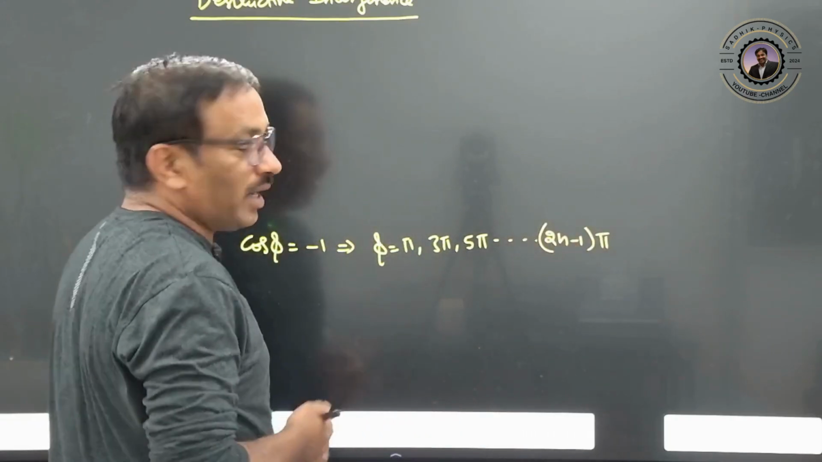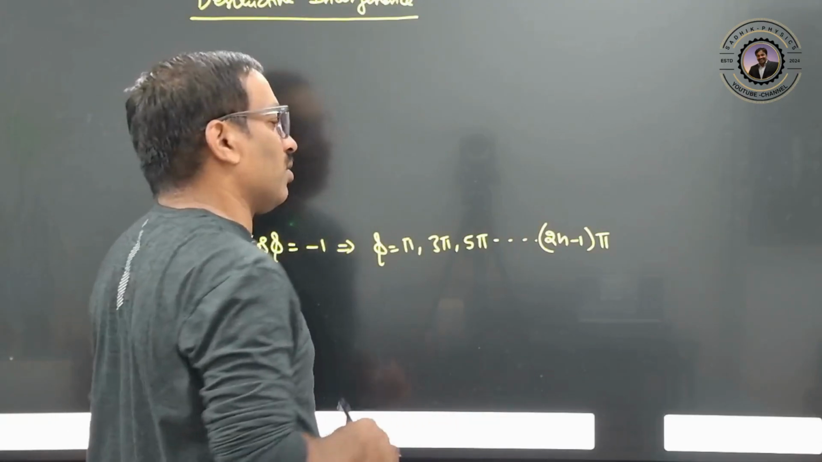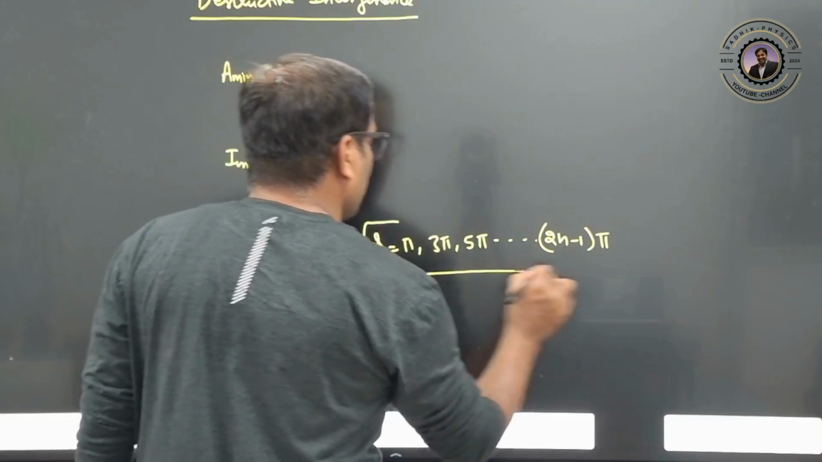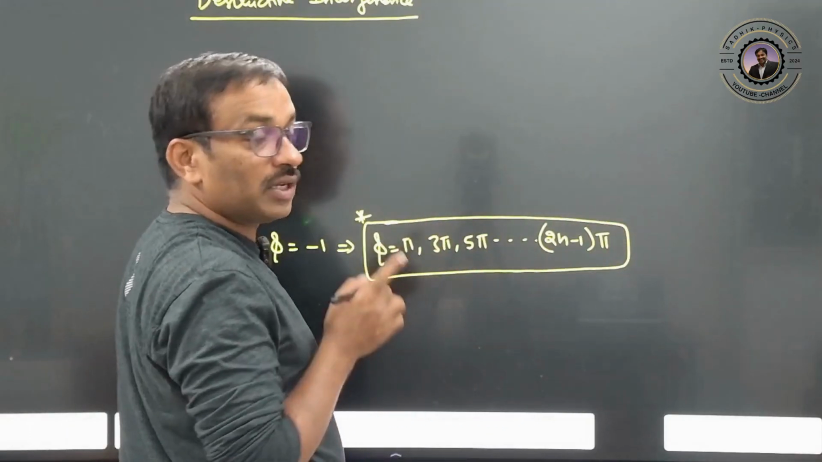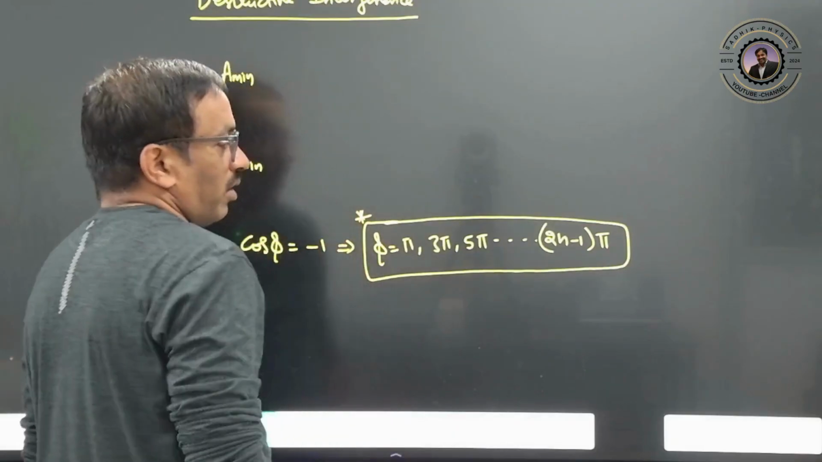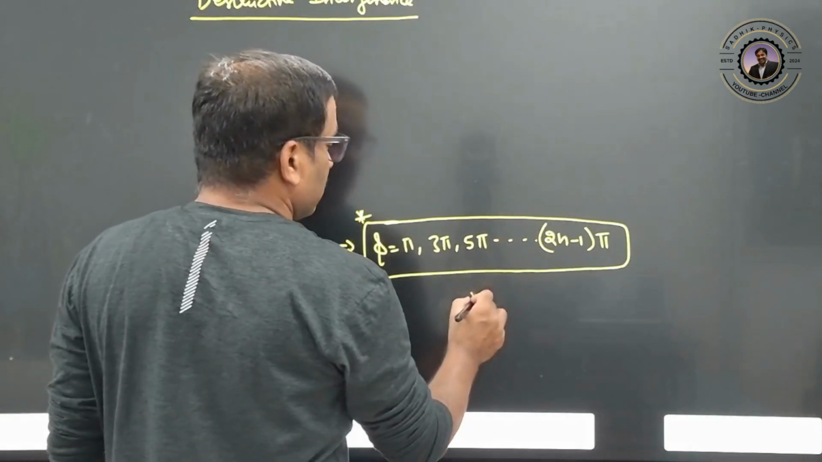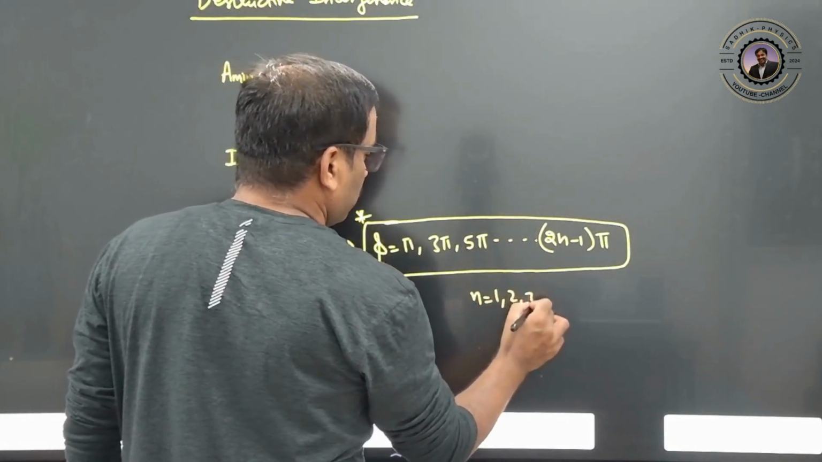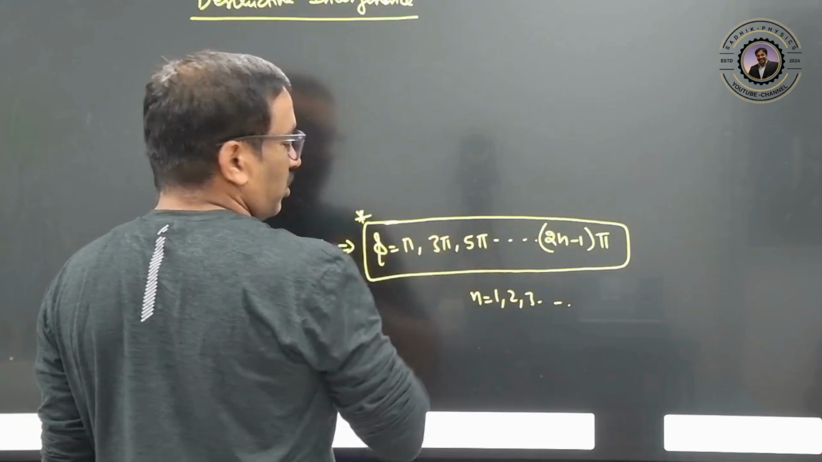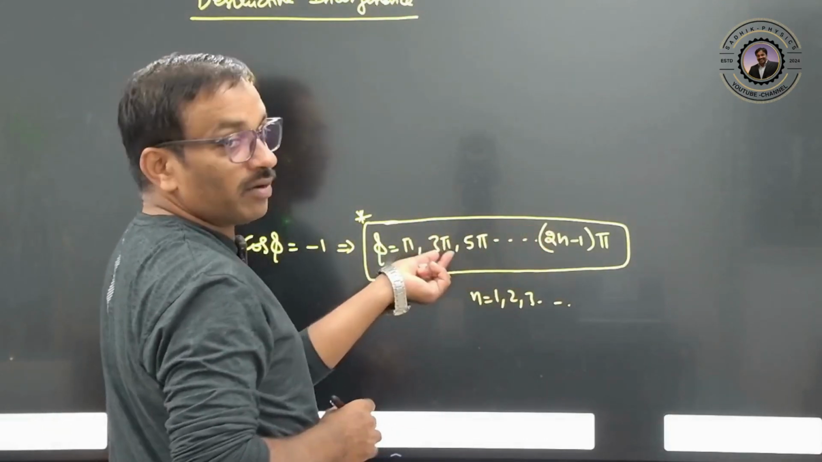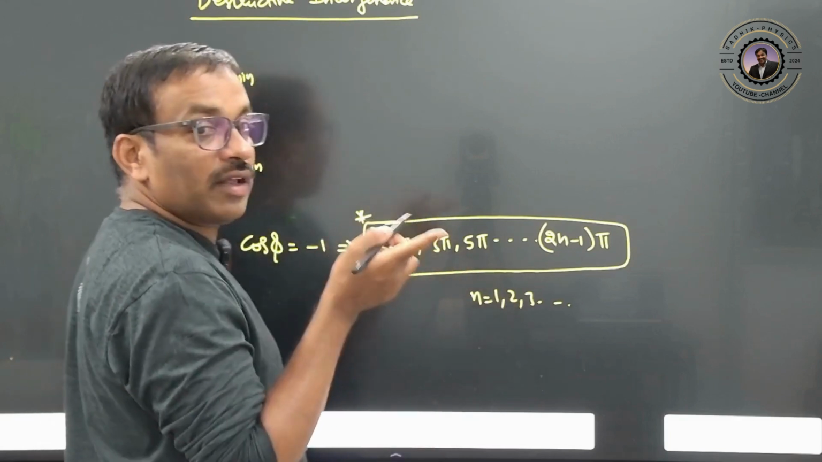Why? I will tell you later. You can take 2n plus 1 also, but don't take n plus 1. Take 2n minus 1 only. Some books give 2n plus 1. Please don't take it, you will face a lot of difficulties. When n starts from 1, 2, 3 and so on, you can substitute 1, 2, and get 3 pi. Therefore this n gives us which fringe?